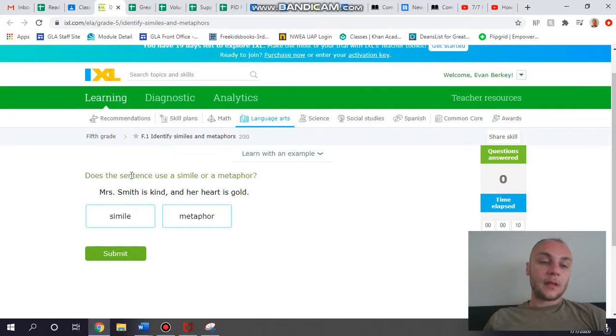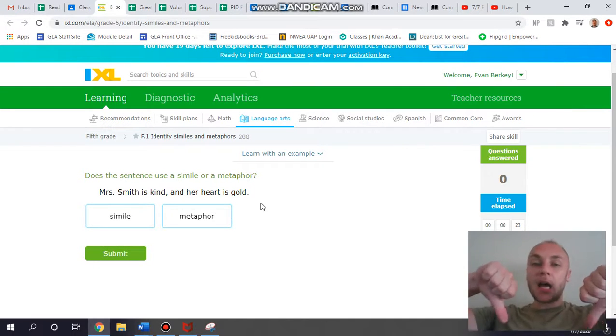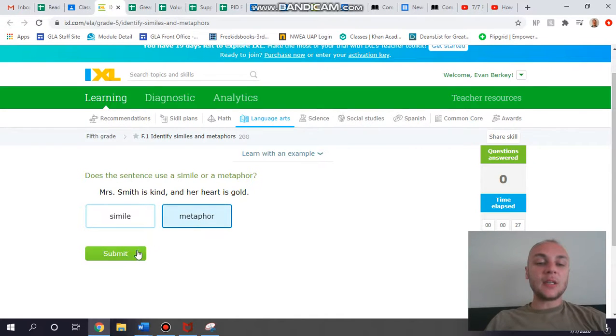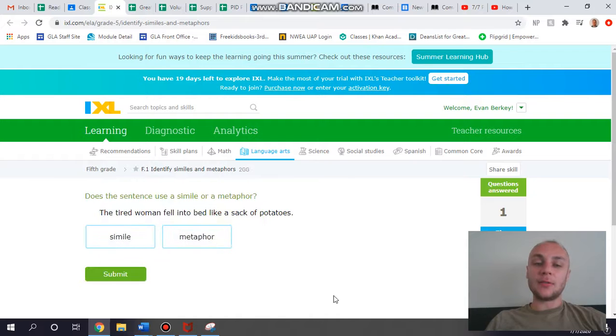Here we go. Does this sentence use a simile or a metaphor? Mrs. Smith is kind, and her heart is gold. Does the sentence have like or as? No, it does not. So it has to be a metaphor. A simile uses like or as.